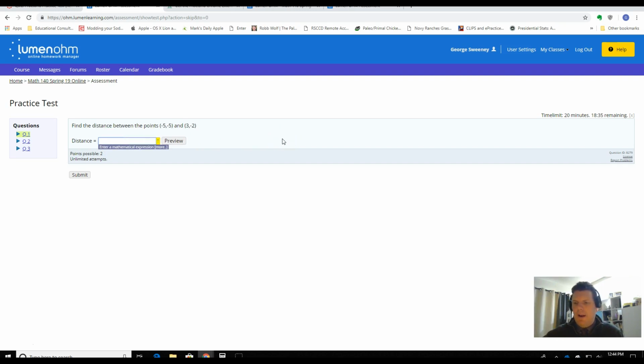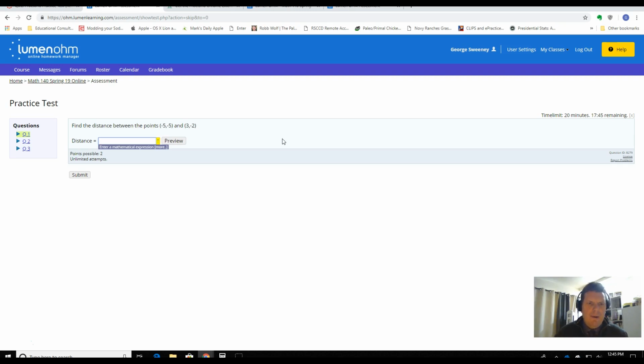So what I'm going to do is go in with my scratch paper and my pencil, and I'm going to write, okay, well, this is question number 1. So I put my number 1, and then I put in the distance between 2 points. So that's d equals the square root of (-5 minus 3) squared plus (-5 minus -2) squared. Okay, and so that equals the square root of (-8) squared plus (-3) squared. So this is the square root of 64 plus 9, which equals the square root of 73.